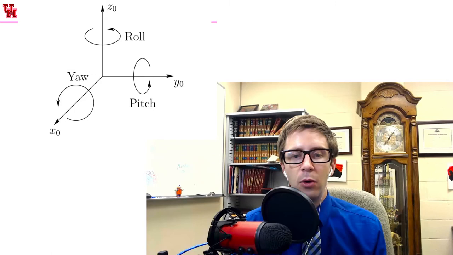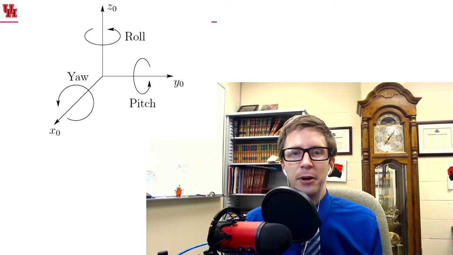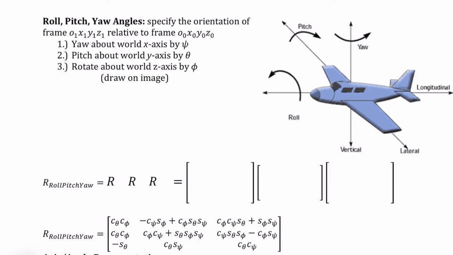But here are our roll, pitch, and yaw angles in the book. And so you can see here we've got our nose pointed straight upwards, Z upwards. Actually, I'd have to put it like this to match that book. Something like this. We are doing a yaw about the world x-axis. So that's x of phi. We're doing a pitch around the world y-axis, so y of theta. And then a rotation around the world z-axis, z of phi.